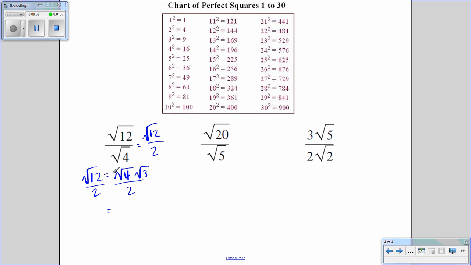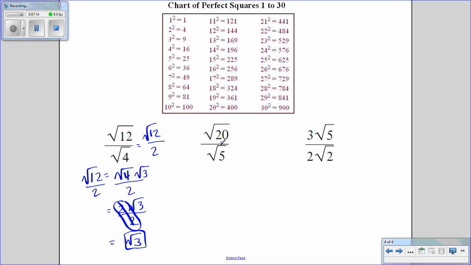The square root of 4 comes out as 2, and the square root of 3 tacks on. And then we still have division by 2. Now, these two divide. 2 divided by 2 is 1. So I can just cancel those, and I'm left with the square root of 3.